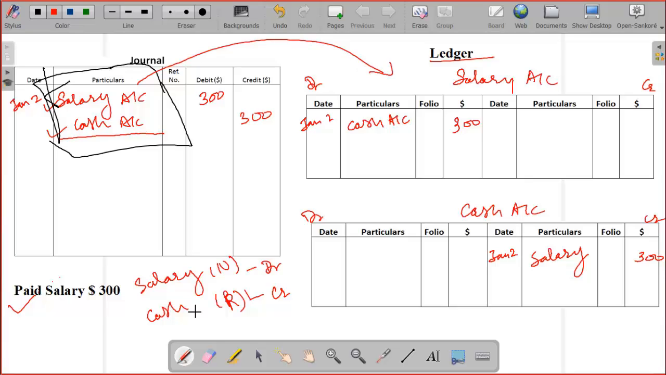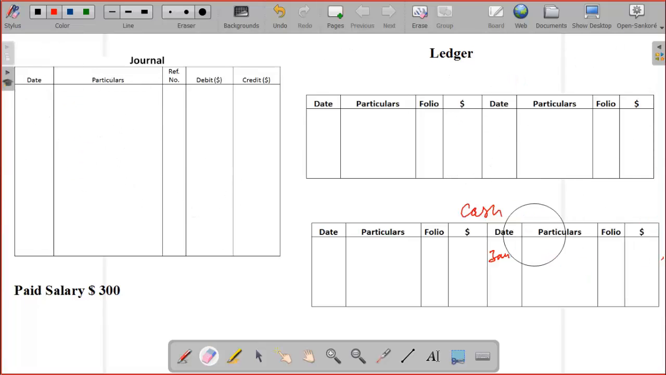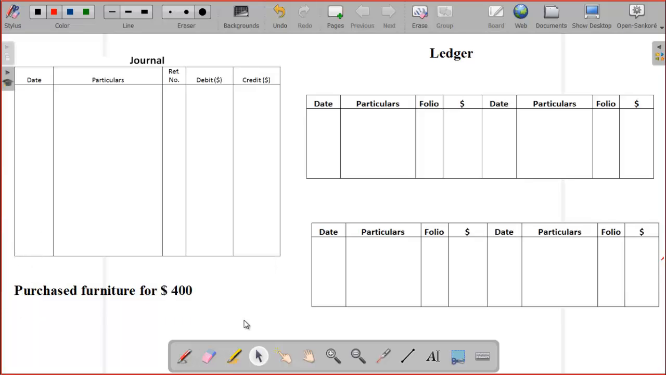Now one more transaction we will take. No need to worry. See the new transaction. Our new transaction is: purchased furniture for $400. Now see how we will record this transaction.